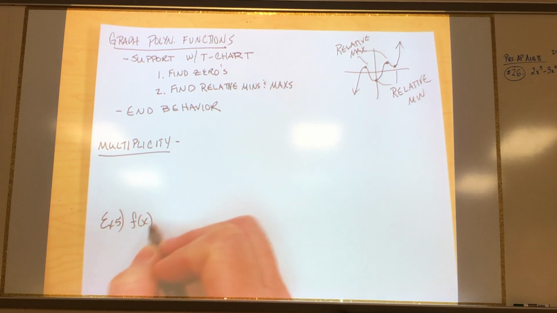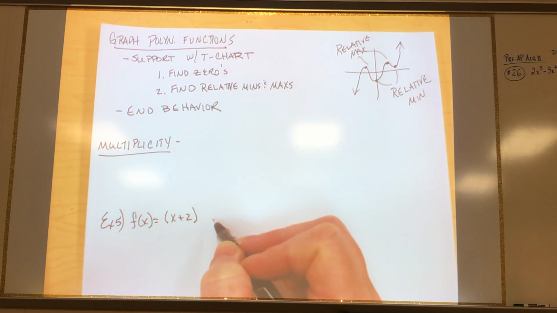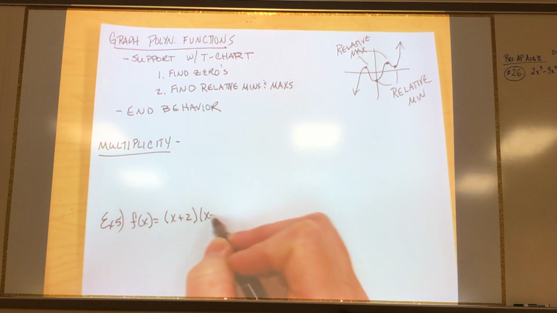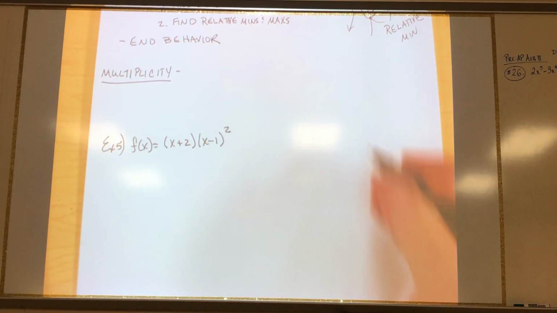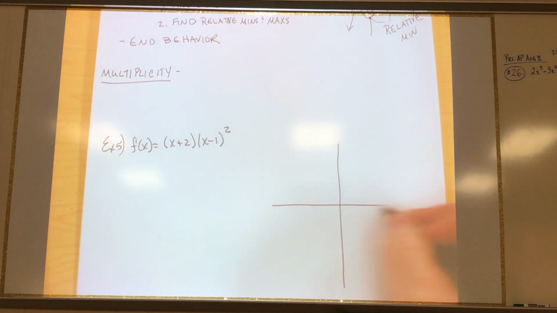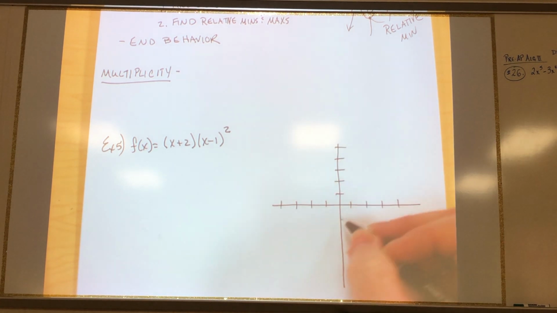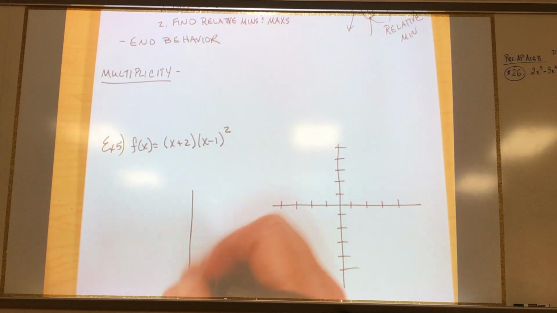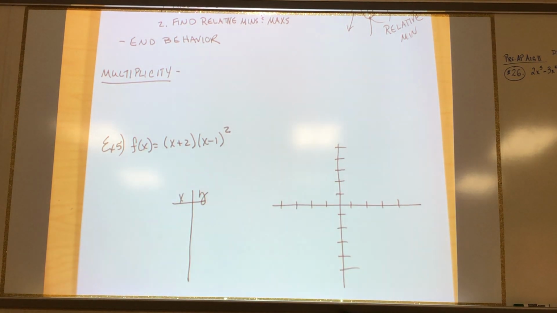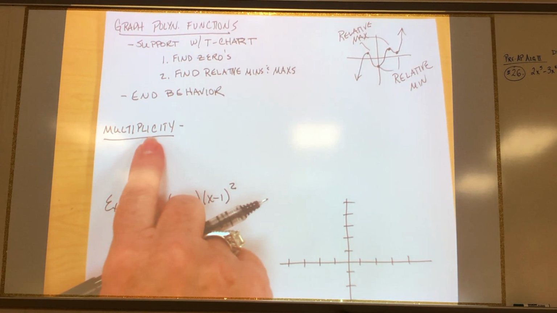f of x is equal to, now watch, I'm going to write it really nice for you, x plus 2 quantity times x minus 1 quantity squared. And we're going to graph it. Obviously, I'm going to need a teacher. So let's see what you can remember. All right, now let me tell you what multiplicity is.